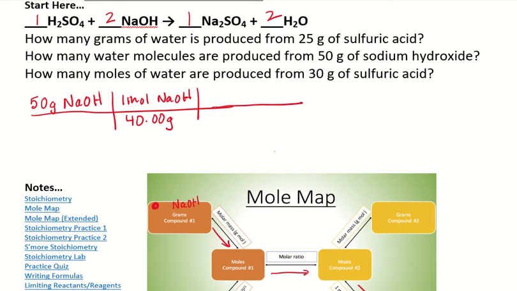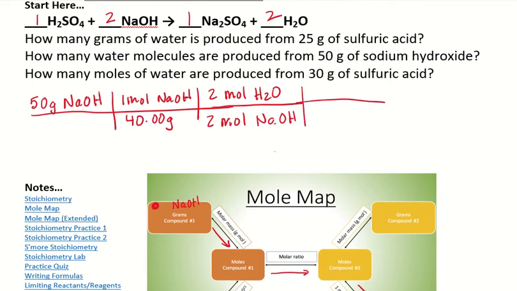What's my mole ratio here? 1 mole of NaOH. Oh, never mind. It could be 1 mole to 1 mole. I'm going to just keep it with the same coefficients, even though they cancel out, 2 to 2. So for every 2 moles of NaOH, I have 2 moles of H2O. Mathematically, 2 divided by 2 equals 1, so you could just write 1 to 1 as well.